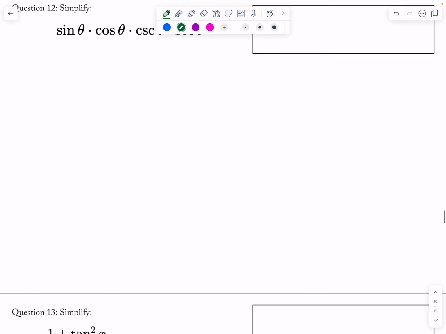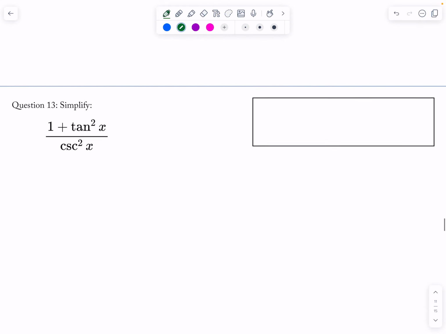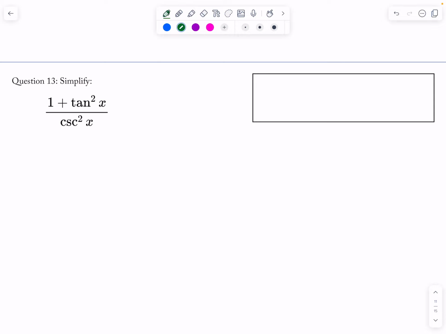All right, 12 is an even. We go to 13. With 13, the first thing I think of is, man, that looks like a Pythagorean identity. So remember that 1 plus tangent squared of theta is secant squared of theta. So I would have changed my numerator to secant squared of theta over cosecant squared of theta.